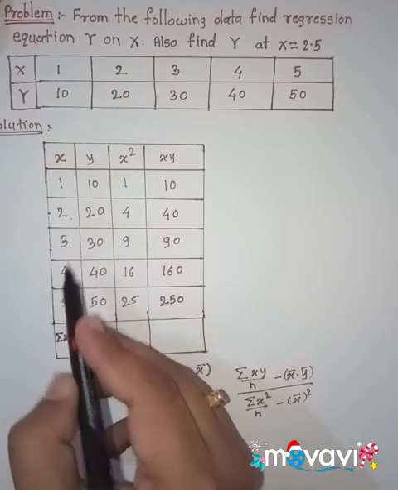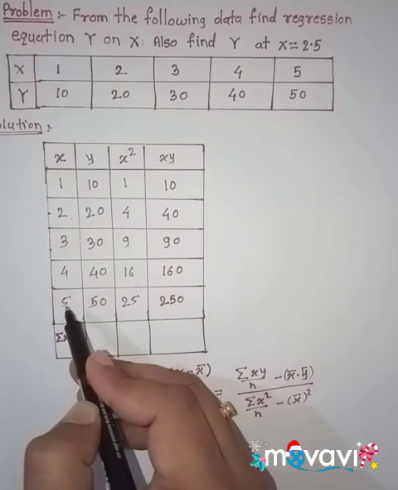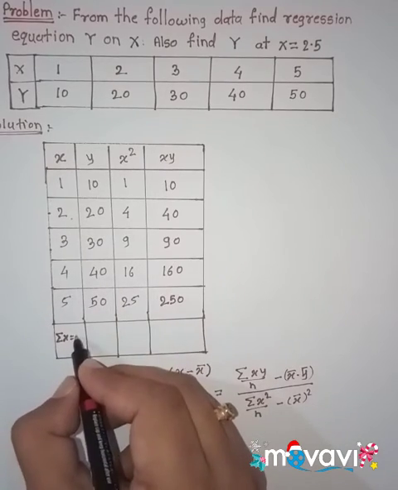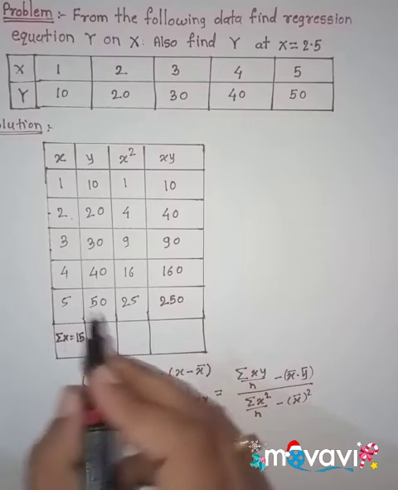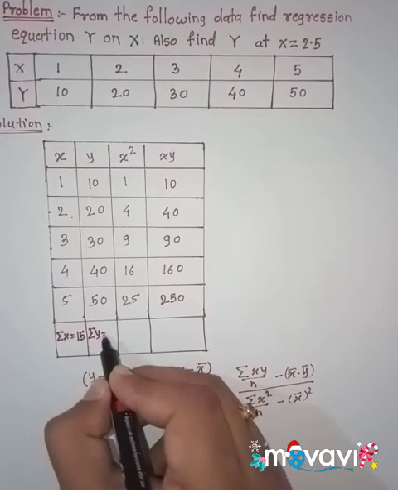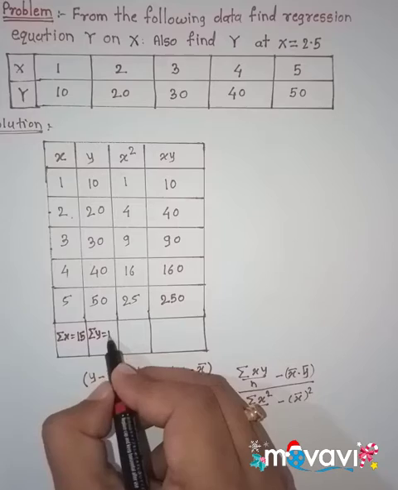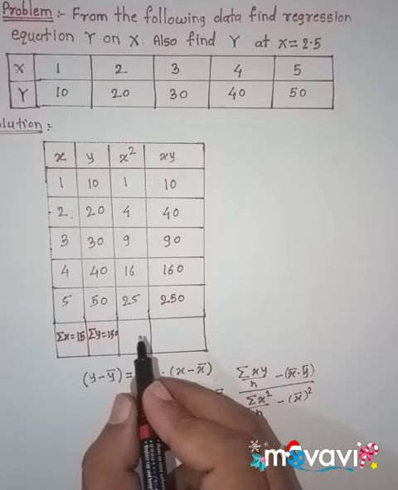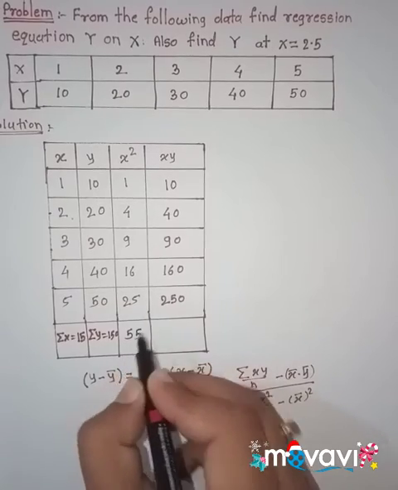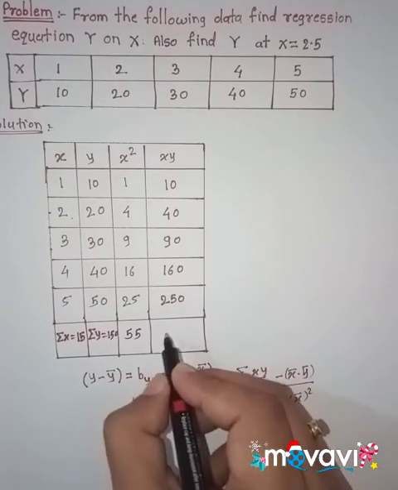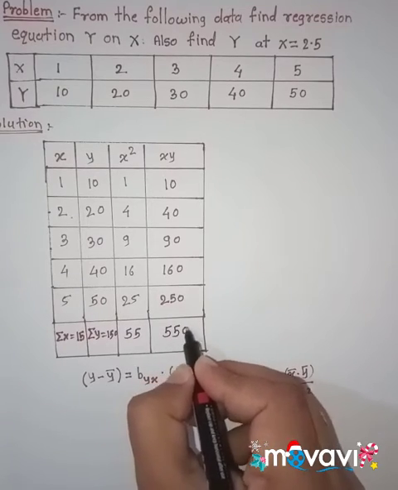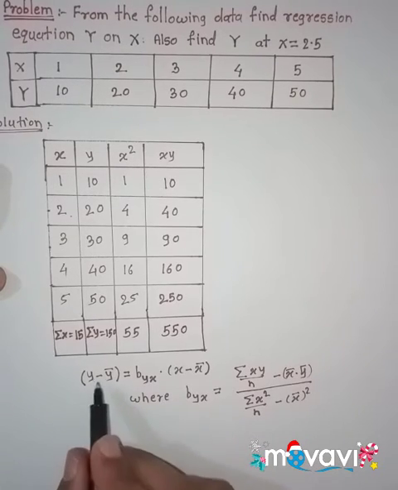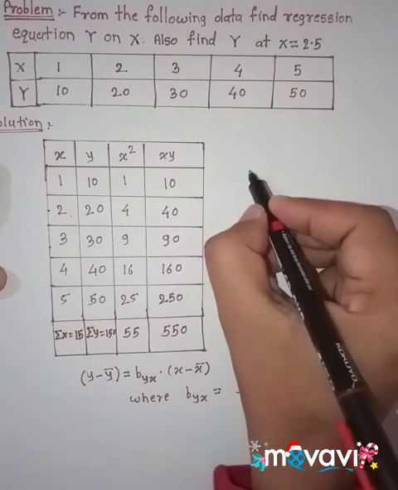So here we find the totals. Summation x is 1 plus 2 plus 3 plus 4 plus 5, if we add this we get 15. Then summation y, if we add this we get 150. Summation x square, if we add these quantities we get 55. And summation xy, if we add these quantities we get 550. You can check these calculations. So these are our totals. Here we require x bar and y bar. So first we calculate x bar.